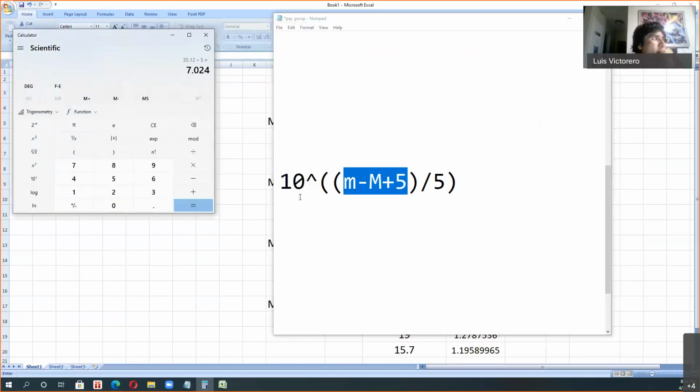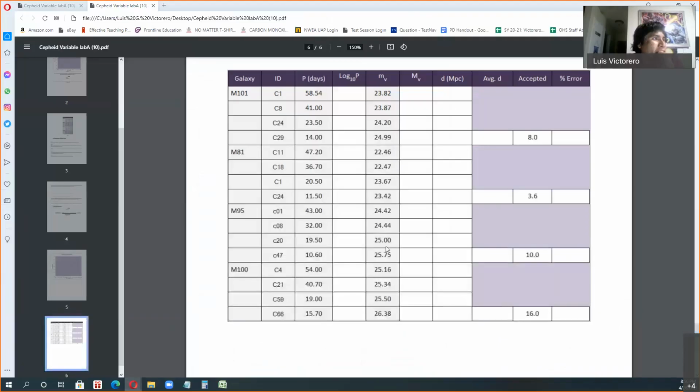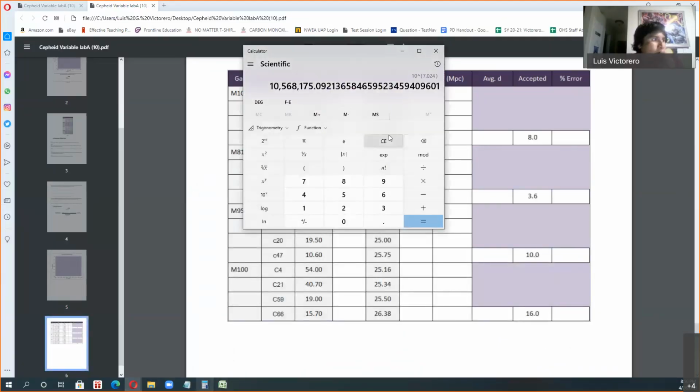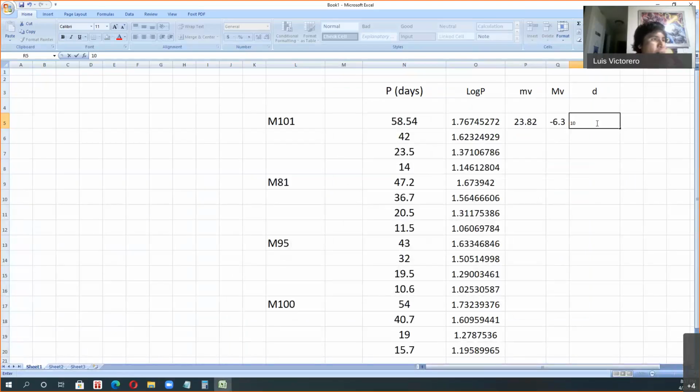Now I need 10 to the power of 7.04. Here, I use this button. I get 10,568,175 parsecs. So you're not going to write that number here. You have to divide this number by 1 million. 10.56. There you are. So my distance is actually 10.56 megaparsecs. It's a highly mathematical lab. You're going to do the same for all of this.